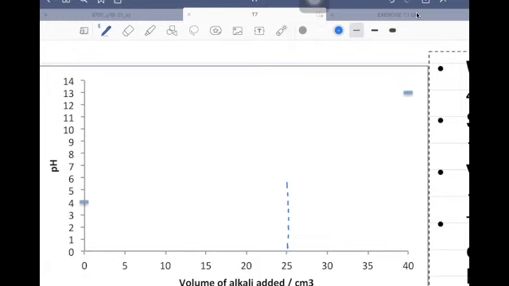Okay, so I've got my initial pH there for my acid, and then my final pH is the pH of my alkali when it is in excess. Remembering that I'm looking at weak acid and strong base, so my alkali is a strong alkali, so the pH would be really, really high, between 13 and 14, right? So in this case, I've got my final pH to be 13.